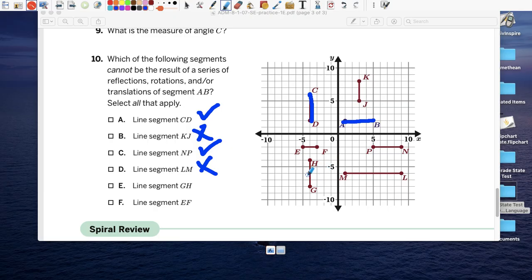GH is 1, 2, 3, 4 units long. Notice that GH and AB are the same length, so therefore yes, and it's through a rotation and then a translation, so this is okay. Line segment EF, notice that it's smaller. There's no way AB became EF through rotation, reflection, or translation, so that's a no.